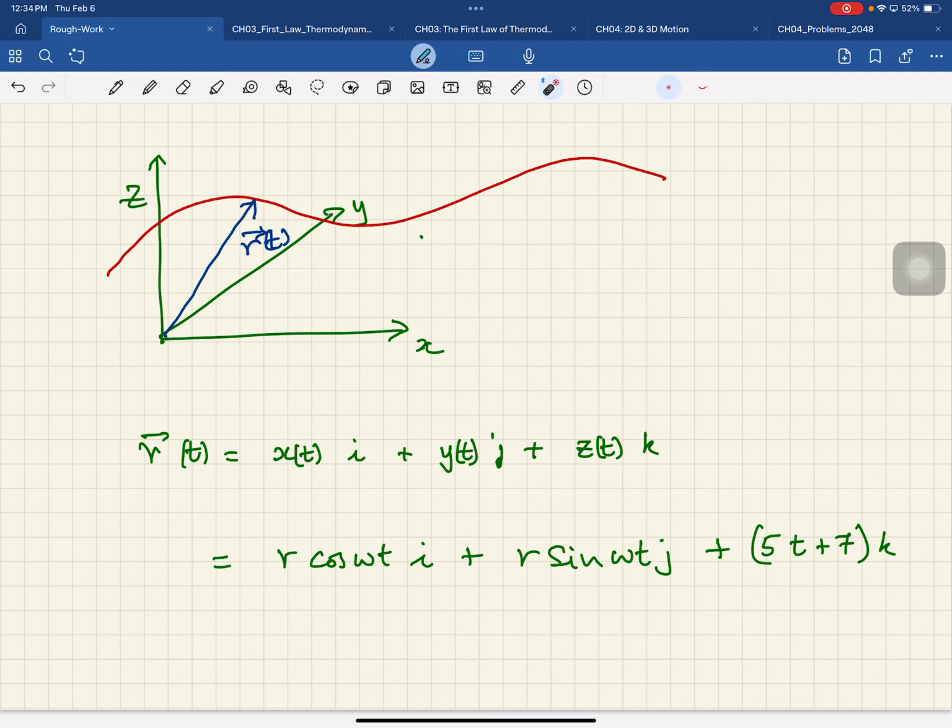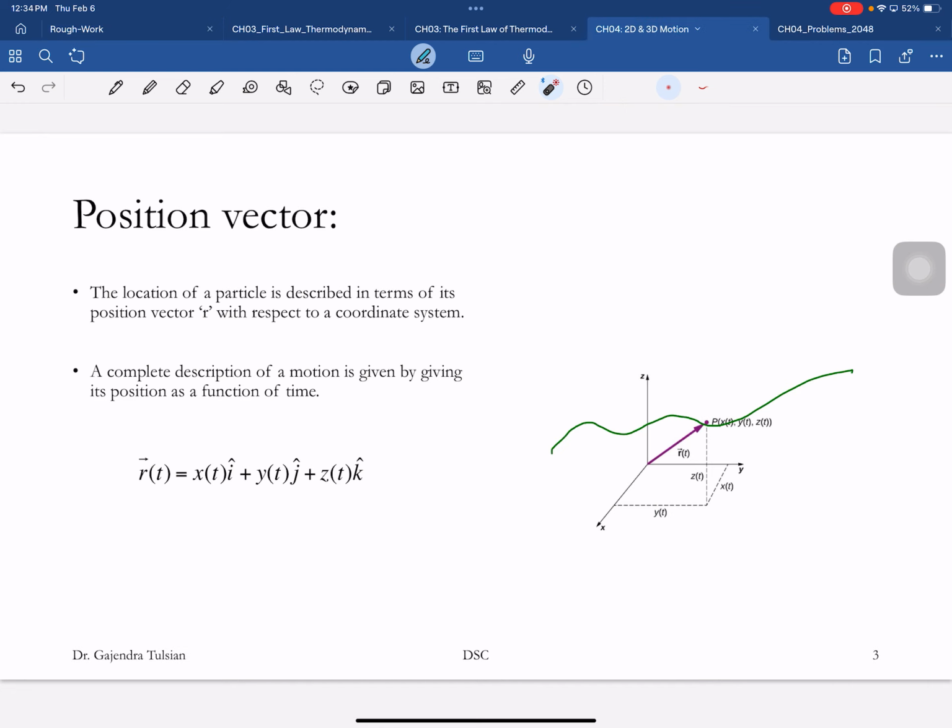Okay, so this is an object going in a spiral with an upward velocity of 5 meters per second. So the velocity in the z direction is 5 meters per second. It starts off at 7 meters. You don't have to worry about all of that. Here is a general 3D motion. All right. So where are we?